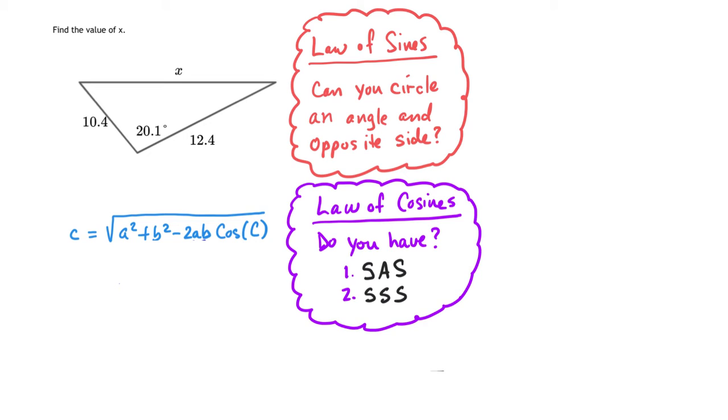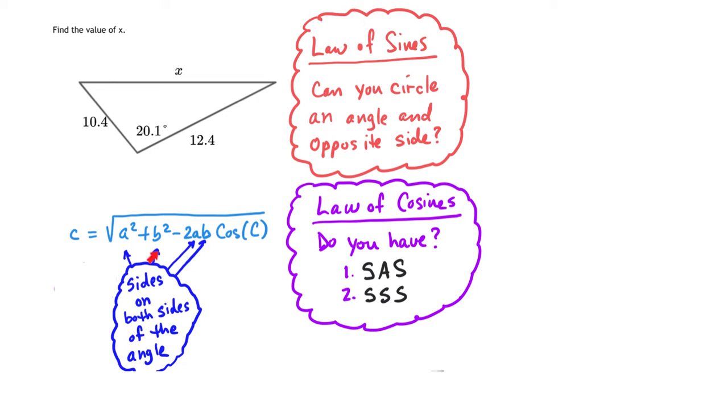Now that's kind of confusing at first. We want to try to label our sides. This might make it a little bit easier for you to understand. So when I say side angle side, the a and b are your sides that are on both sides of the angle. So let me label those first. So we'll call that your a, we'll call this your b.